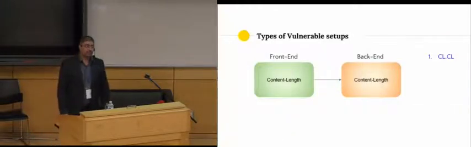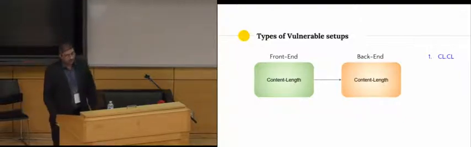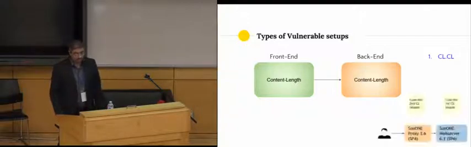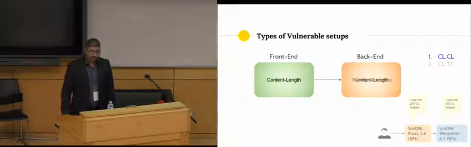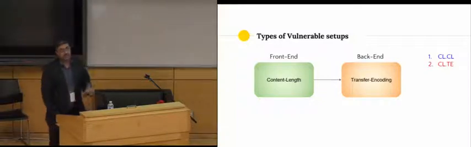Typically, we encounter 4 different types of setups or environments. Some where both of them look at content length headers, but different ones. That's called the CL.CL, as we saw in the first example here. The second kind of setup is where the front-end server looks at the content length header, but the backend server looks at the transfer encoding header.